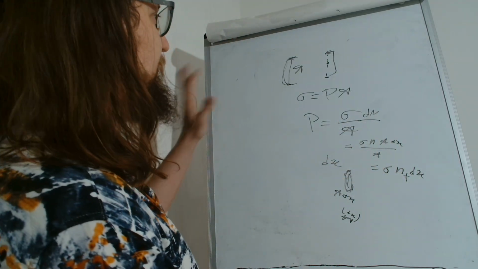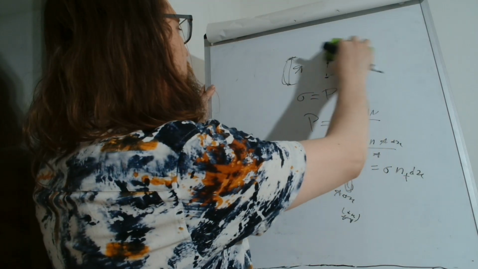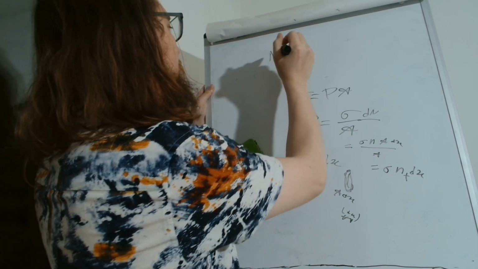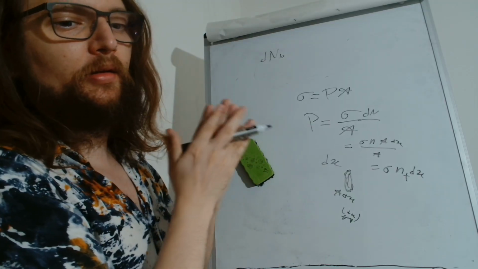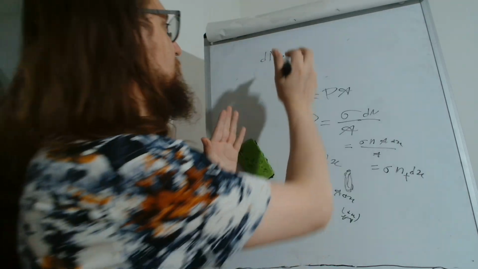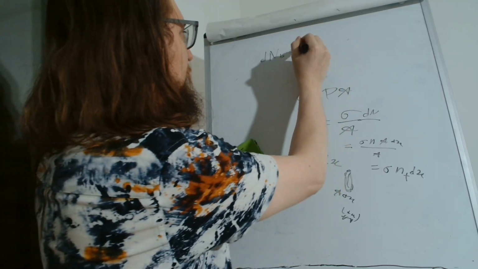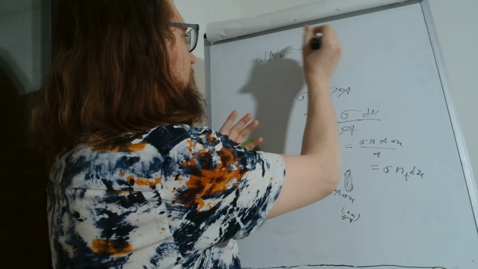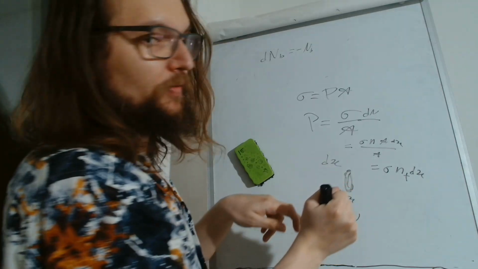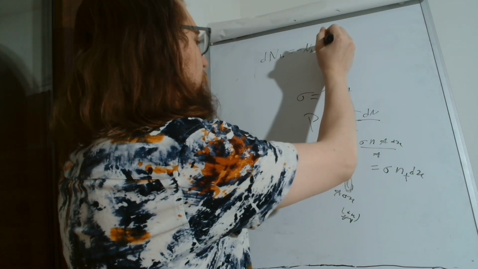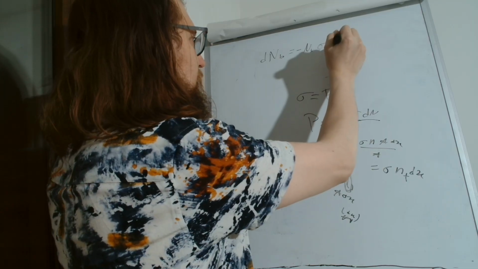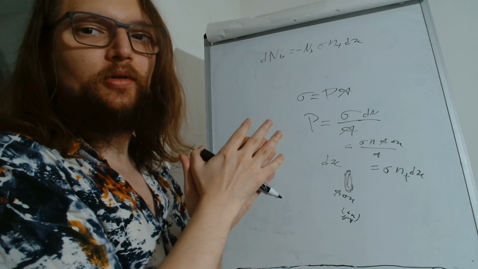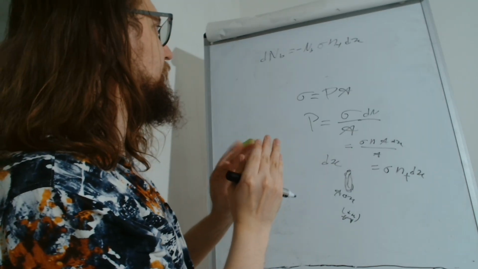The number of particles left in the beam are the particles which have not yet interacted. So dnb, the difference of the number of particles, decreases by an amount proportional to the number of particles in the beam times the probability of interaction, which is sigma nt dx. So this is the decrease of particles of the beam after traveling a distance dx.